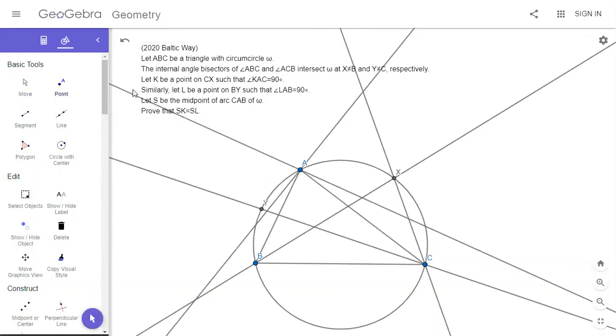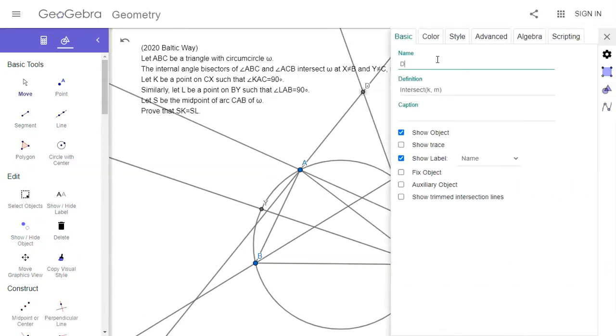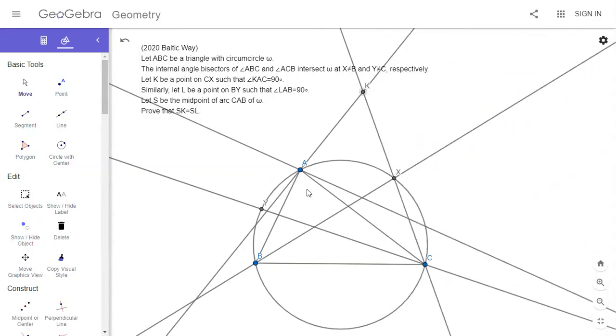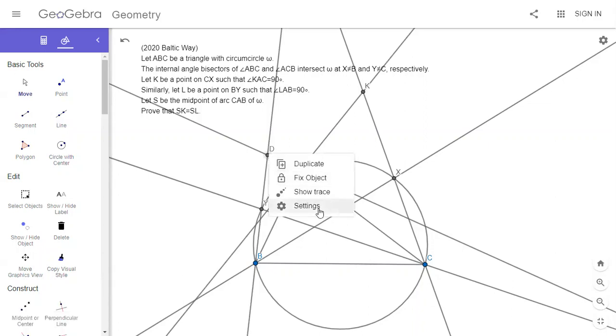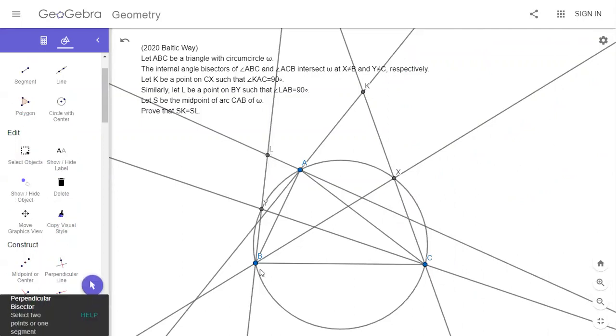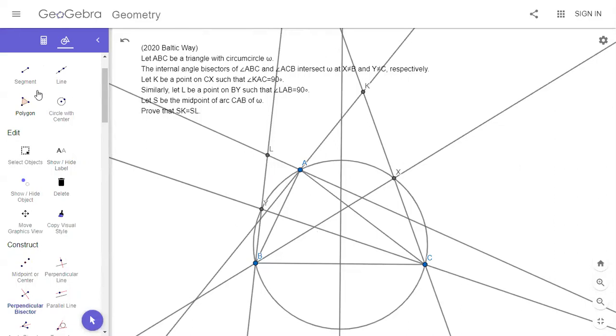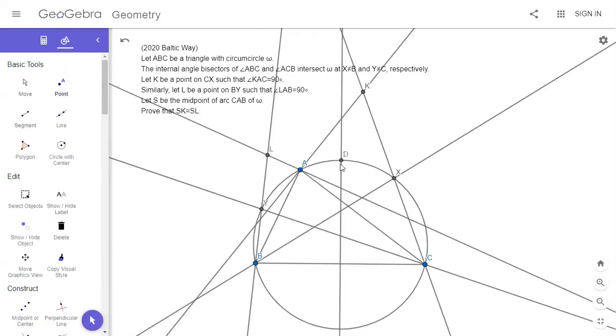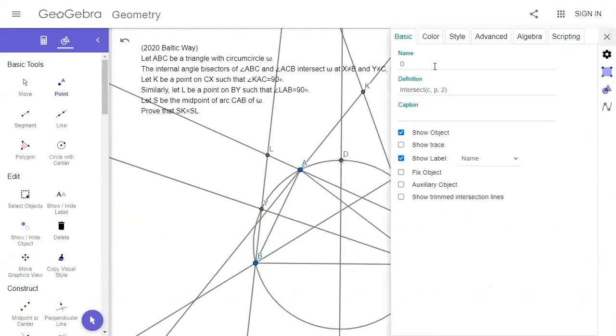So this is point K. And LAB is 90, but that's on BY. Okay, this is L. Looks kind of familiar, I feel like. S is the midpoint of arc CAB. So this is S, and we want to show SK is equal to SL now.